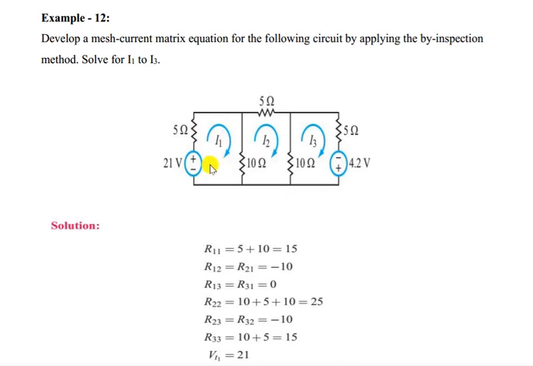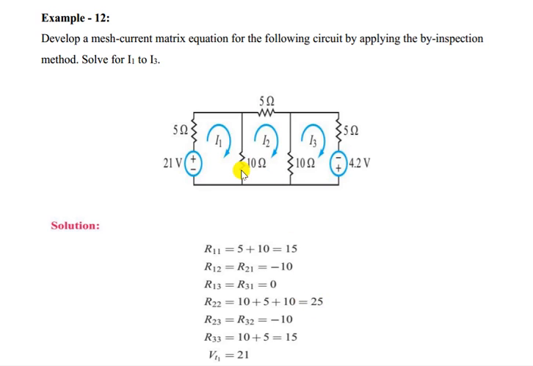Now for mesh 1, what happened? We have R11. For mesh 1, what are the resistance? 10 and 5. So total is plus 15. R12. So common between mesh 1 and 2, that means that is 10 ohm, that will come with negative sign. R13, 1 and 3, there is no common factor, so that will be 0. Now R22, that means for mesh 2, what are the resistances? 10 plus 10 plus 5, that is 25.